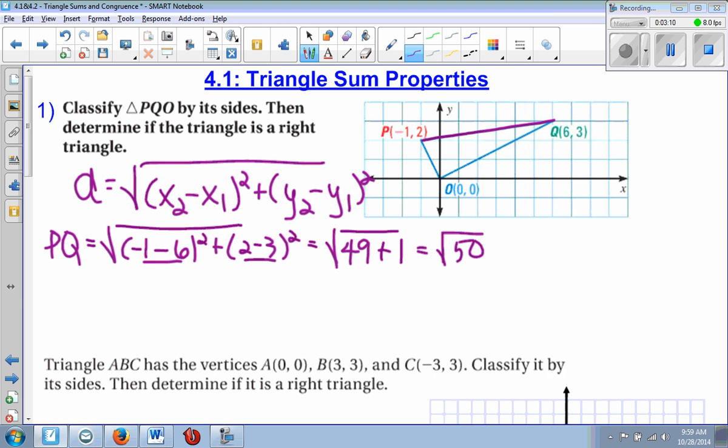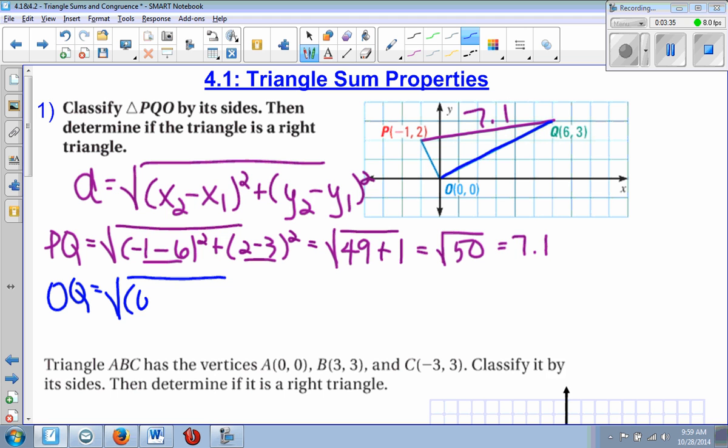And if I want to write that as a decimal rounded to the nearest tenth, that decimal would be 7.1. So that side length from P to Q has a length of 7.1. The next side length I'm going to find is between O and Q. And we will do the exact same thing we just did, but with different coordinate points.